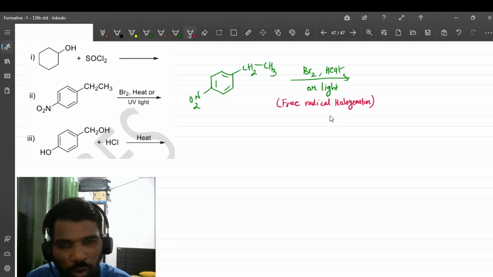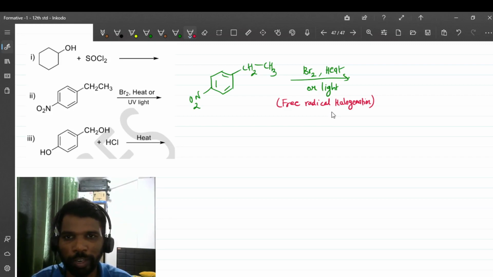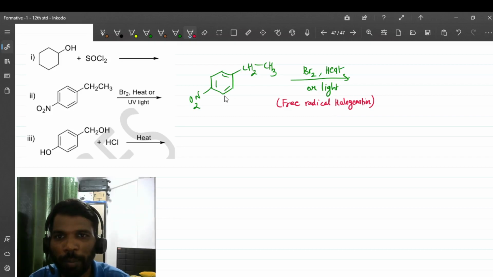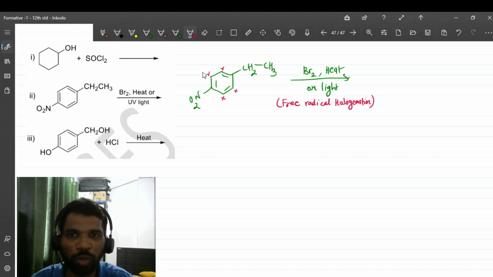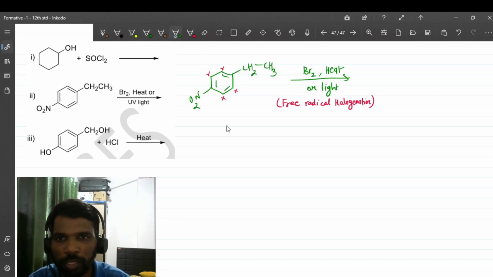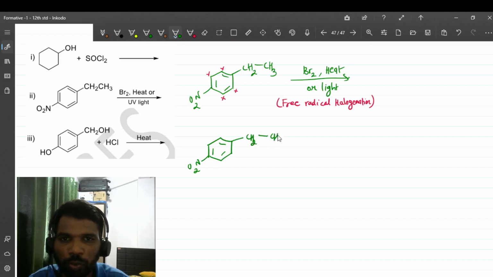Free radical means it is not an electrophile, okay, nor is it a nucleophile. Remember this. Free radical will not happen over here, will not happen on benzene. Okay, it is very difficult to replace these hydrogens. So it will happen on this. Means free radical halogenation will take place over here. This is NO2. So this is CH2, CH3. So here there are two possibilities of the free radical formation. One is on this carbon, another is on this carbon.